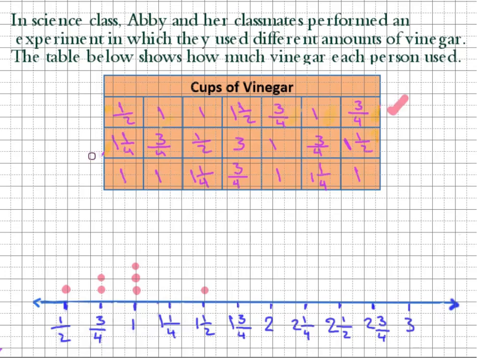The second row: 1.25, 3/4, then half, then 3, then 1, then 3/4, then 1.5. Now we finish the second line.